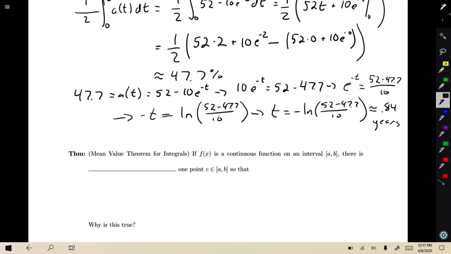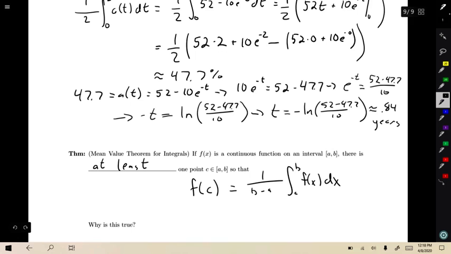So here we have the mean value theorem for integrals, which says that if we have a continuous function on the interval from a to b, there is at least one point. That phrase "at least" there is important. So that there's at least one point c in [a, b] so that f of c equals the average value, 1 over b minus a, integral from a to b, f of x dx. So we're finding here that at some x value, the y value is equal to the average.